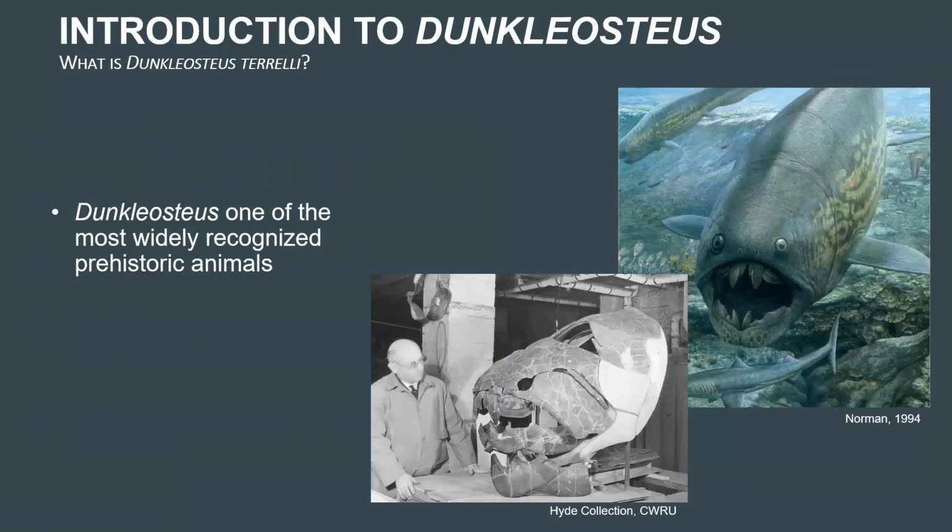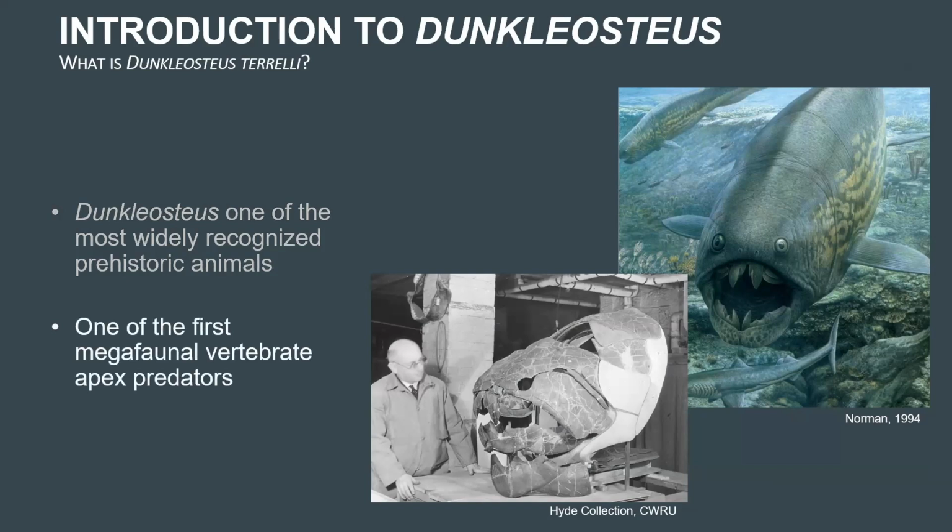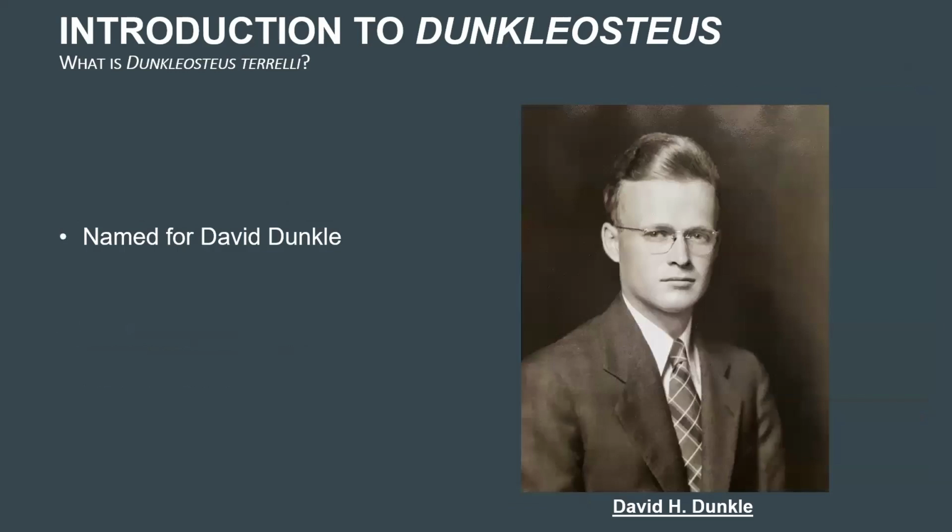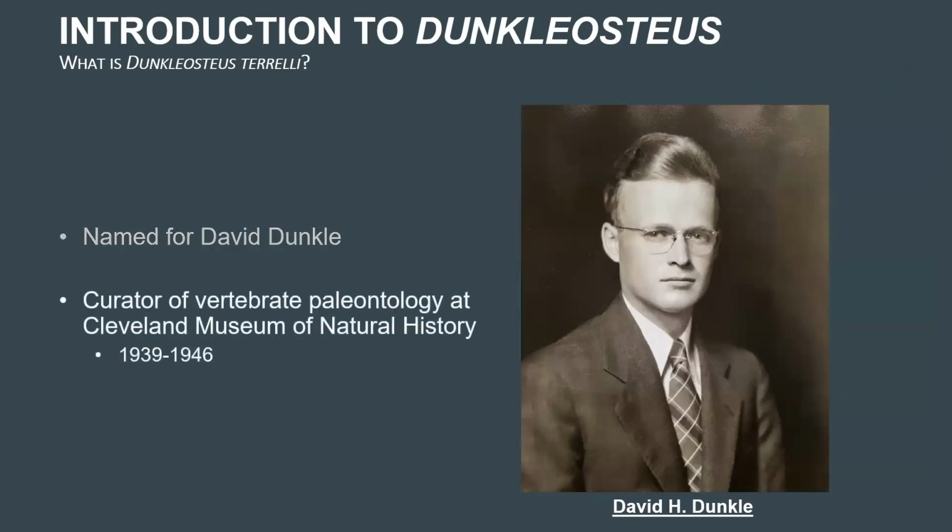So Dunkleosteus is one of the most widely recognized prehistoric animals. And it's recognized because it's considered to be one of the first large megafaunal vertebrate apex predators. Dunkleosteus itself is named for David Dunkel. The name means Dunkel's bone. And David Dunkel was the curator of vertebrate paleontology at the Cleveland Museum of Natural History between 1939 and 1946.